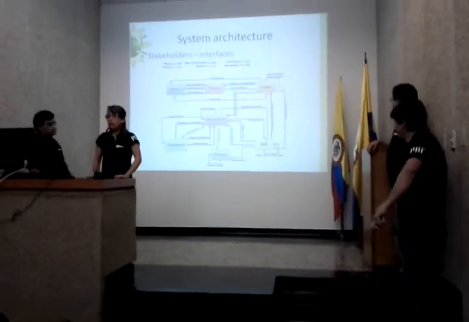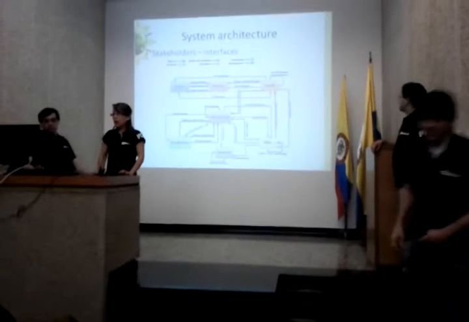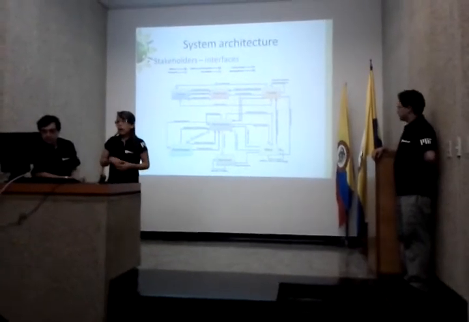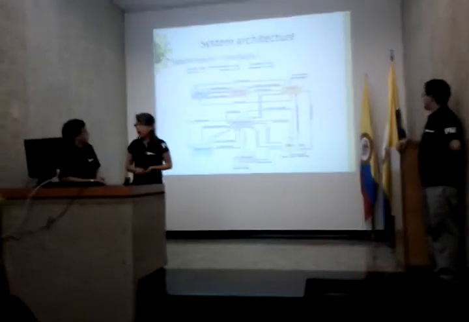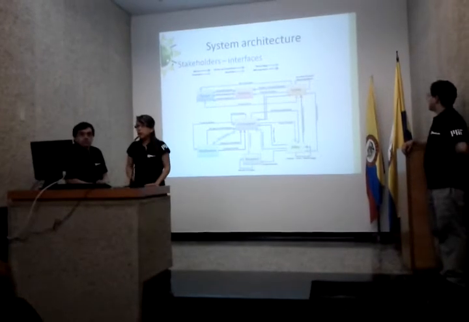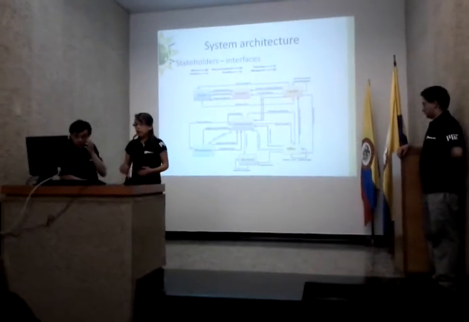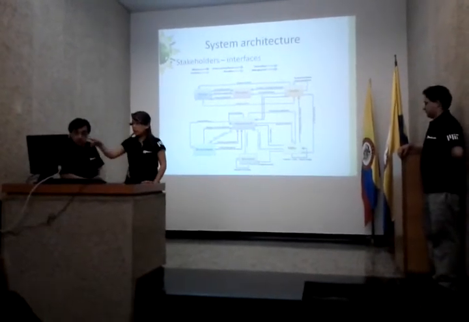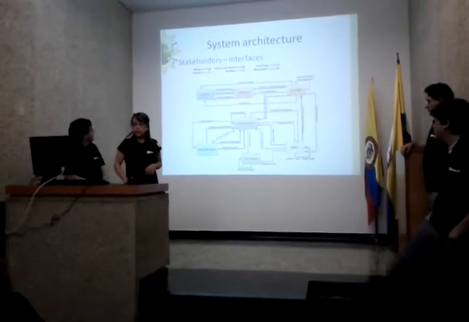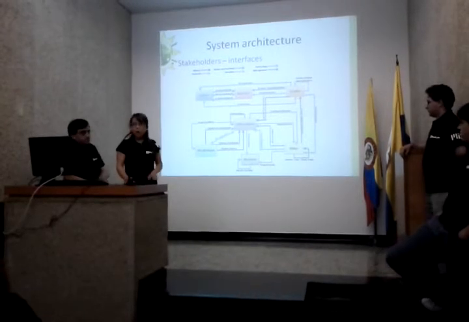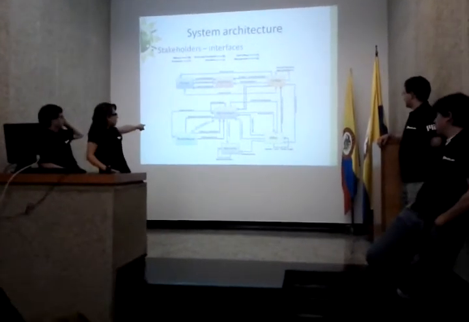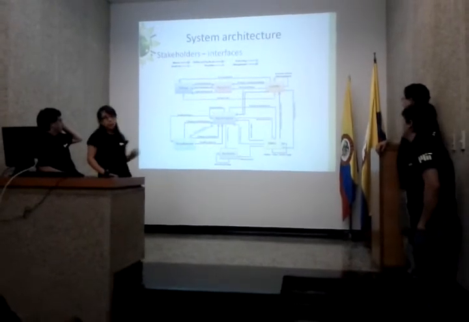Well, the first step to make our architecture was to identify our stakeholders and the communication between them. The arrows that you can see represent the communication. For example, the red one is for money transactions, for example, when the shopkeeper has to pay for the product to the Alpina agent.